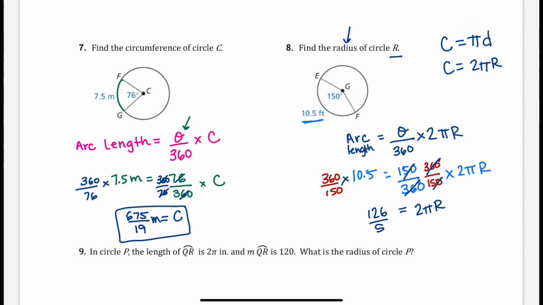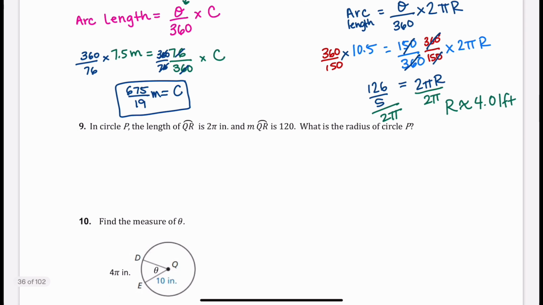Now to get r alone, I'm going to divide both sides by 2 pi. So I'm going to take my answer and just divide it by 2 pi. Find the pi button on your calculator. And our radius is approximately 4.01. It would be feet there.